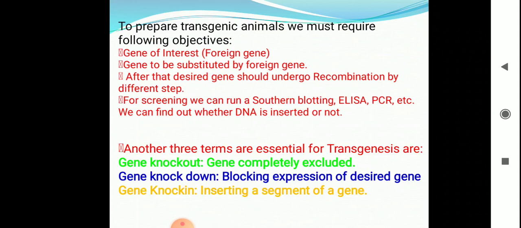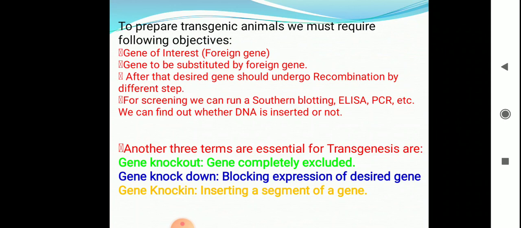Now, before going to these microinjections, let us discuss the basic structures. To prepare a transgenic animal, we must have the following aims. What is the aim? First, the gene of interest, the foreign gene. Which genes are we going to introduce? Maybe the insulin gene, maybe lactase, maybe hemoglobin genes. So the gene of interest is the first criterion.